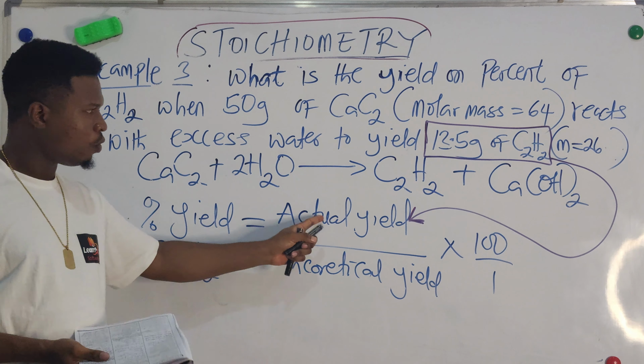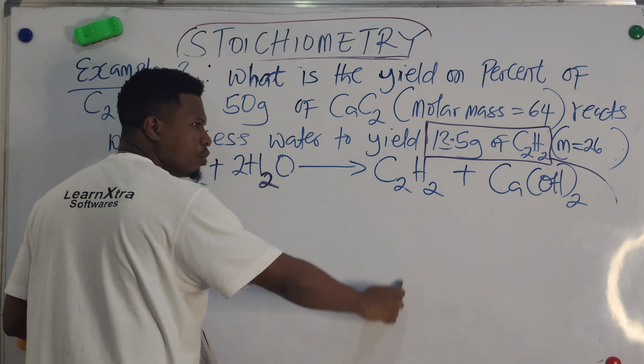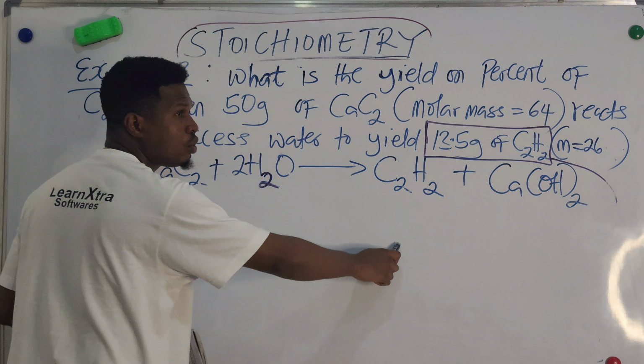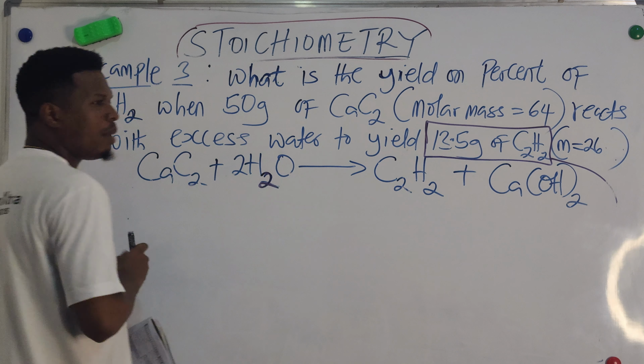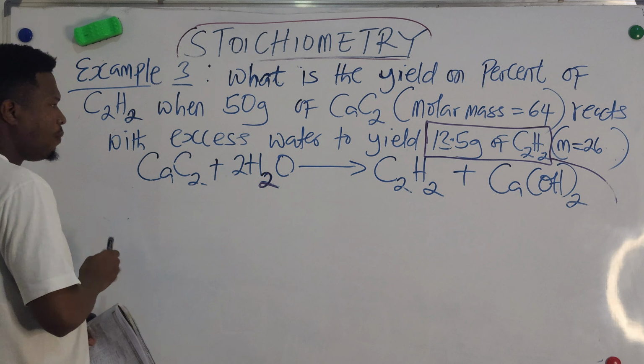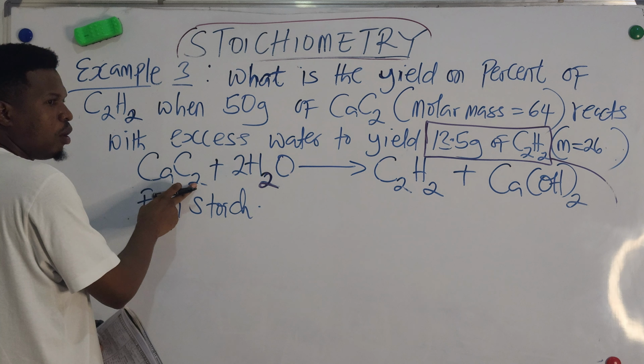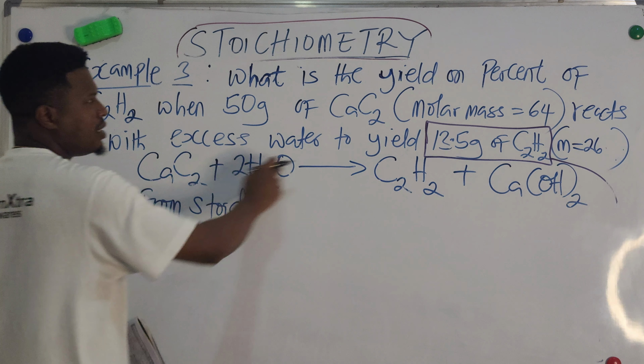Remember that 50 grams of calcium carbide produced, we are looking for what is going to be produced. So we're going to compare their stoichiometry. From their stoichiometry, we know that this mass will produce this mass. And what is the mass here? 40 plus 24 will give you 64, which is this 64 grams here.